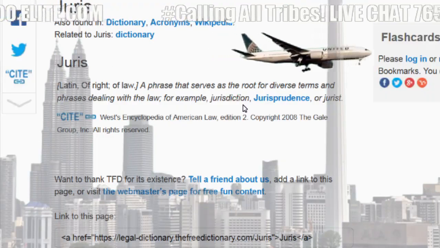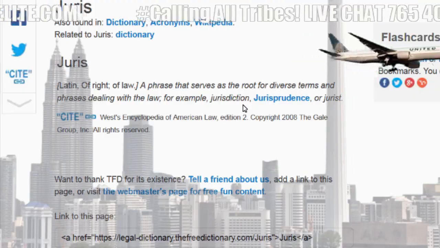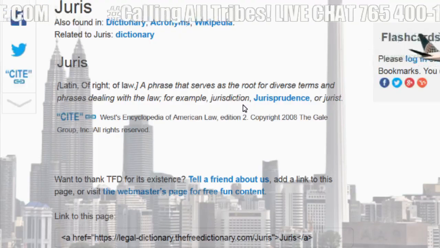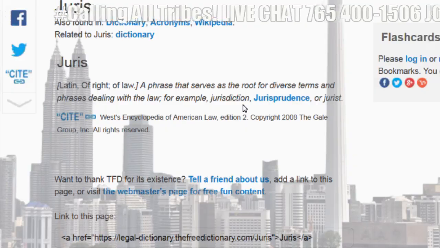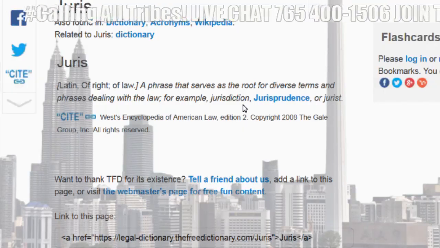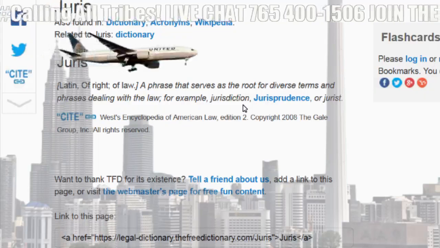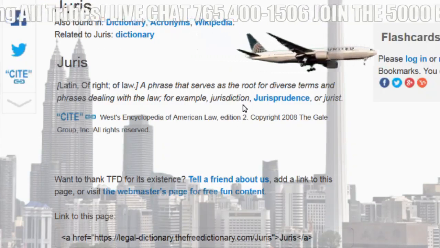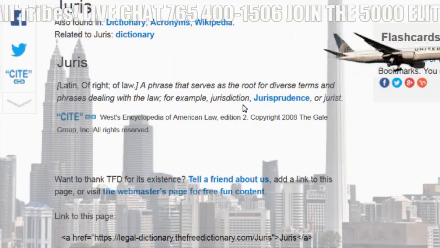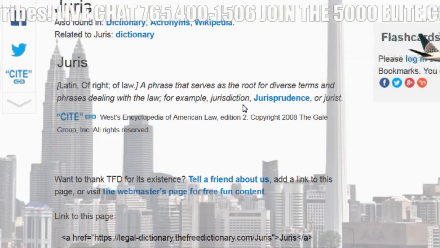So, jur. It's a phrase that serves as the root for diverse terms, a multitude of terms and phrases dealing with the law, as in all contracts, as in all schools of thought, as in all schools, as in all arts and sciences and disciplines.